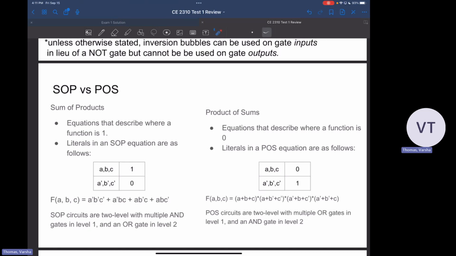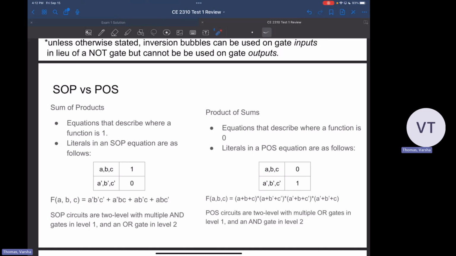And then in a product of sum equation, it's kind of the opposite. You have an equation that describes everywhere a function is 0. So literals in a product of sum equation have the opposite value of what they do in a sum of products. So literals A, B, and C will have a value of 0. A naught, B naught, and C naught will have a value of 1.